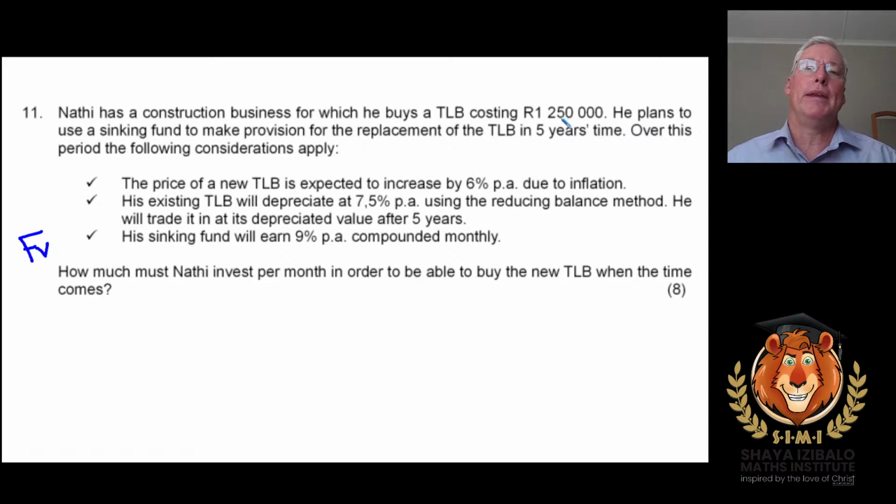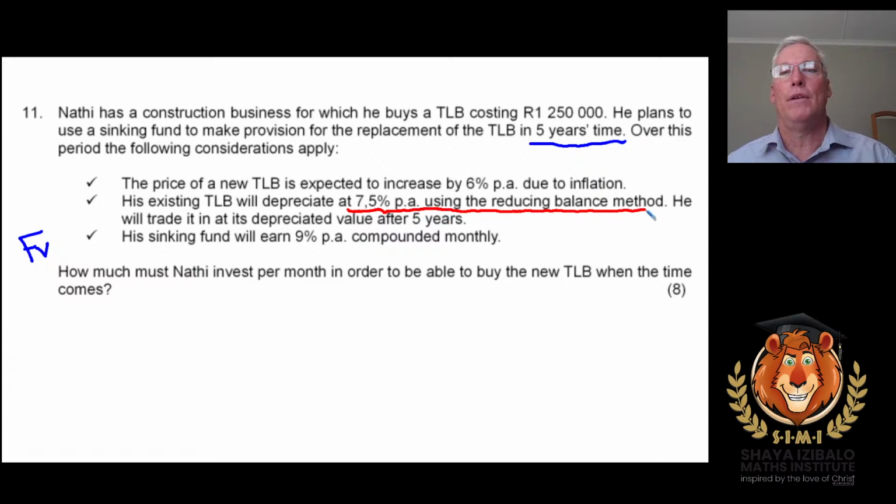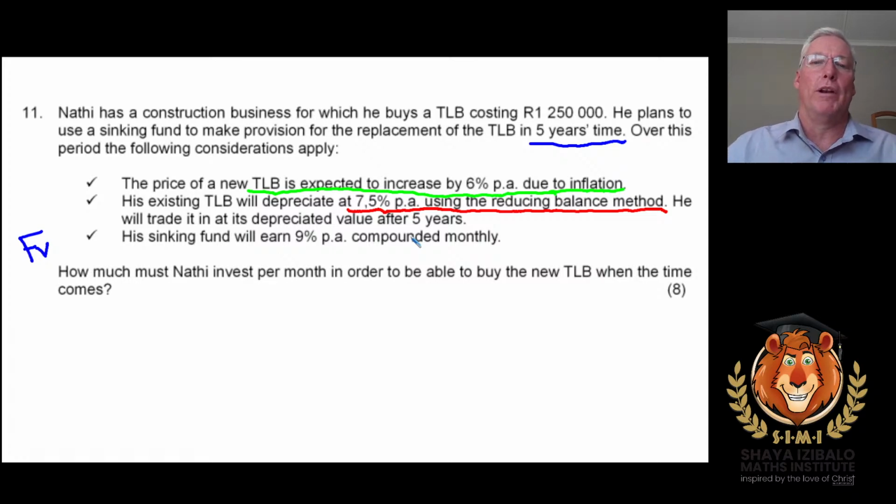And he's going to replace it in 5 years' time. But now what's going to happen in the 5-year period is that this existing TLB is going to depreciate. It's going to lose value. And we're told how it's going to lose that value. But also, sadly for Nati, a new one is actually going to get more expensive. In 5 years' time, he'll be able to trade in or sell his existing one, the old one, for what it's worth. It's not going to be worth very much, but for what it's worth.